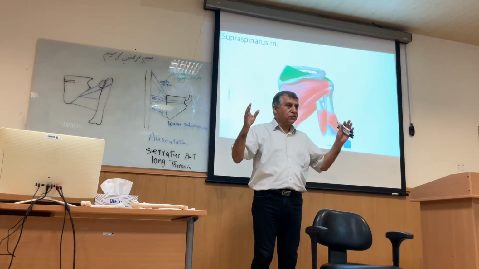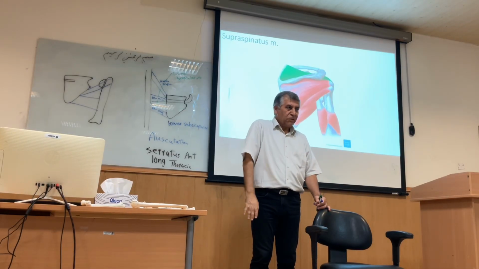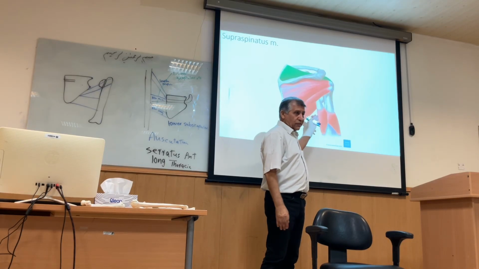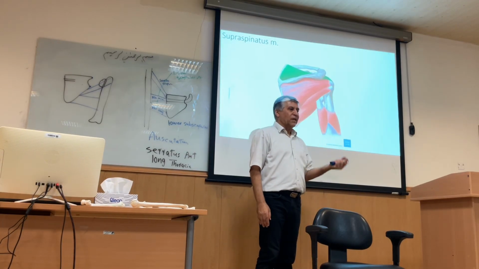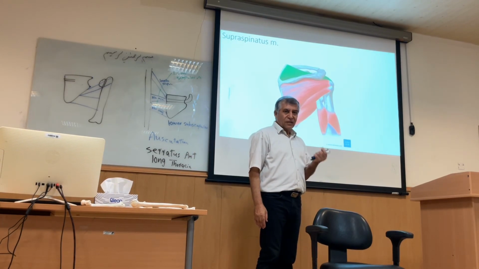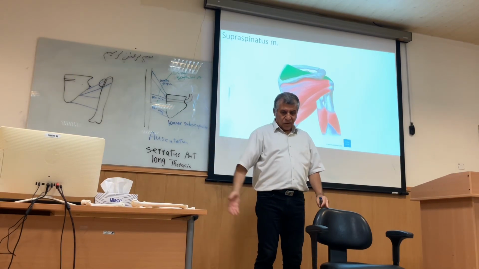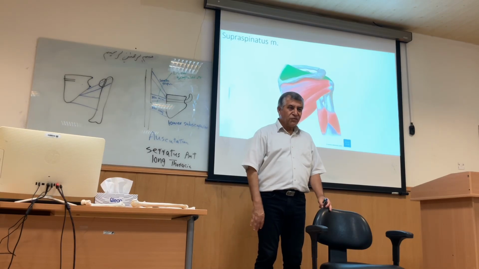Four large muscles are involved in adduction and medial rotation: pectoralis major, teres major, latissimus dorsi, and subscapularis. Okay? Adduction, medial rotation: teres major, pectoralis major, latissimus dorsi, and subscapularis.